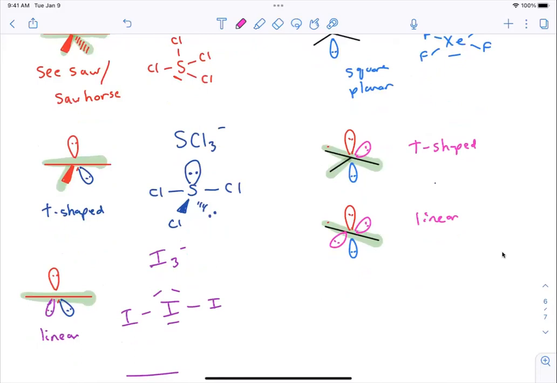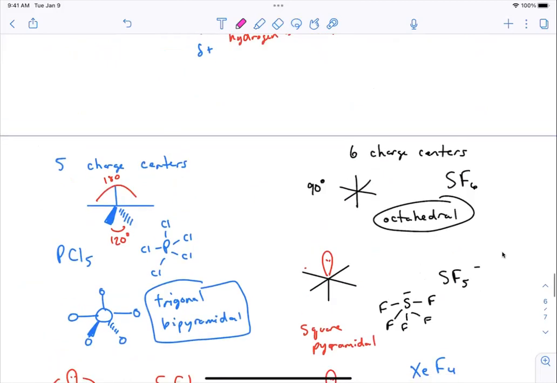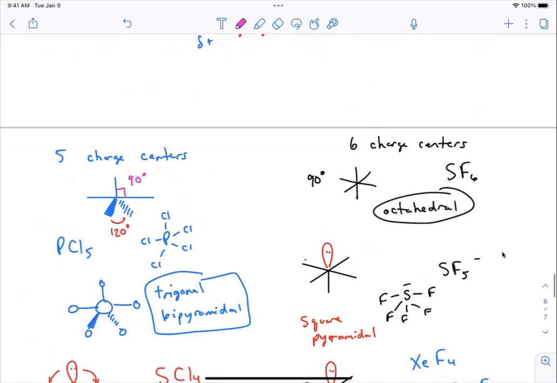Only the first ones I wrote. Oh, I guess 90 and 120. I think they want 90 and 120, to be honest with you. Now that I'm thinking about it, I don't think they have 180. They want 90 and 120. Those are the two angles they want. And then 6 charge centers is 90. That's all you need to know.